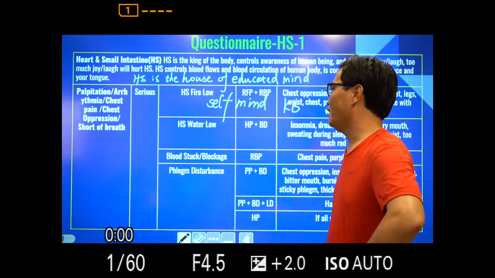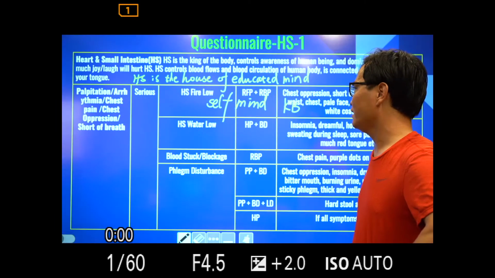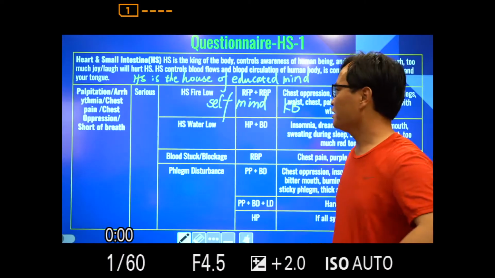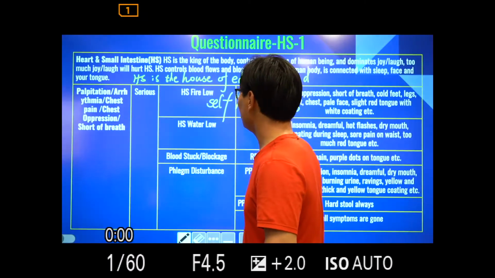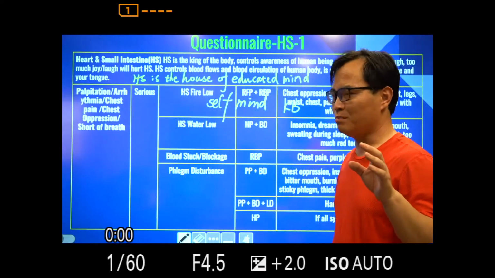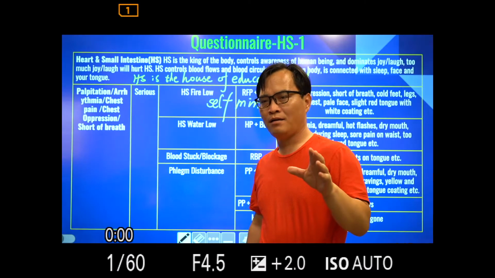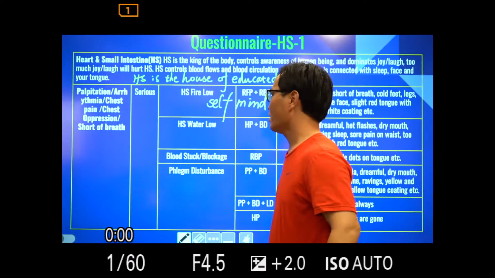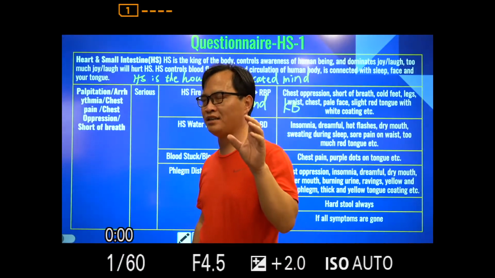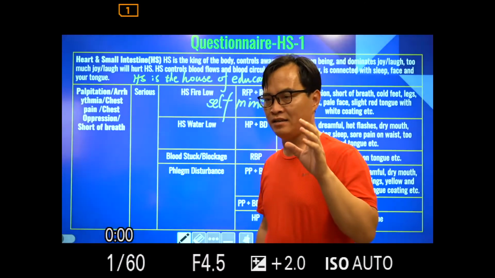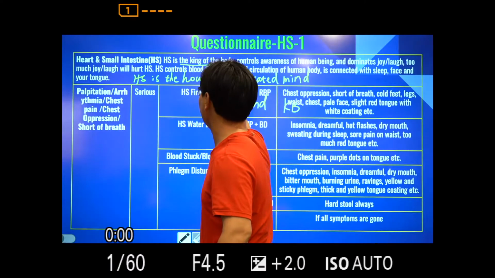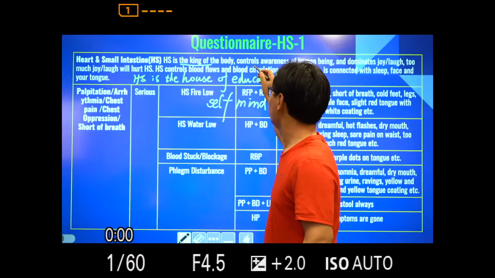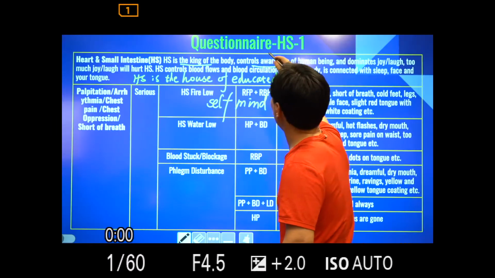So anyway, HS is the house of the educated man, and the educated man is always living in the HS system. For human beings, most of the time, especially when you are awake, the educated man is controlling your body, because the man decides action and action decides results. HS is the king of the body, and it controls the awareness or perception, right?